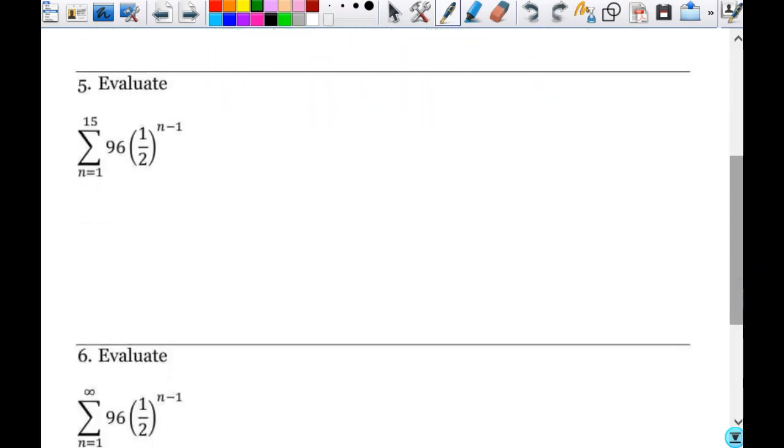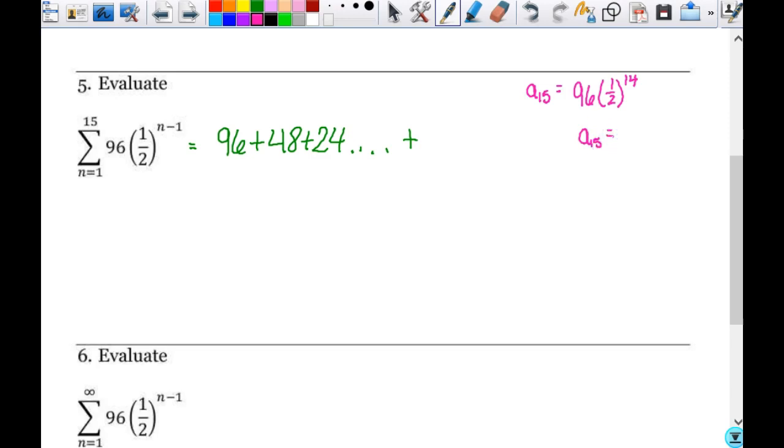Now, for this one, you may not want to write them all out, right? Here's what we do know. We do know that it starts out with 96 plus 48 plus 24, because we did that up there, right? But I would like my last term so that I can use my little formula, which means I need to go find the 15th term. That's going to give me 96 times 1/2 to what power? The 14th power. And we want it as a fraction, not as a decimal. And what do we get? 3 over 512.